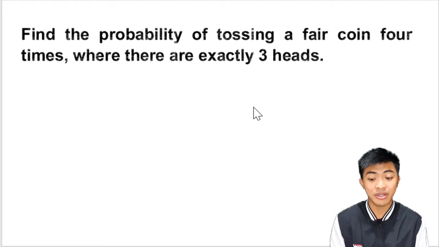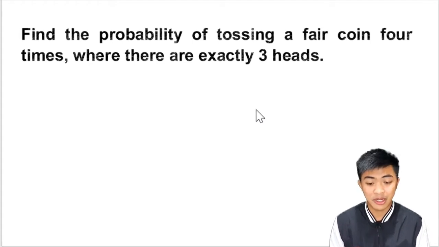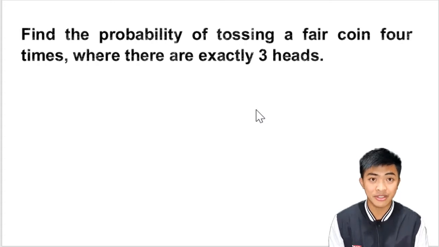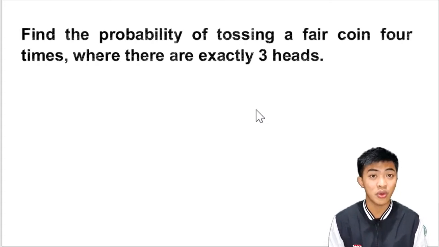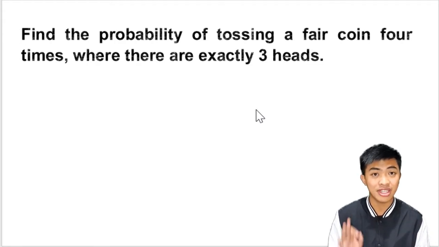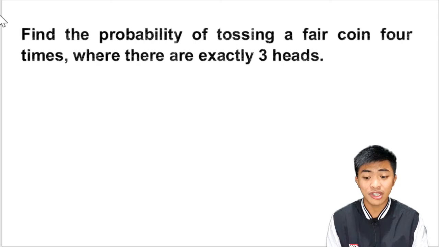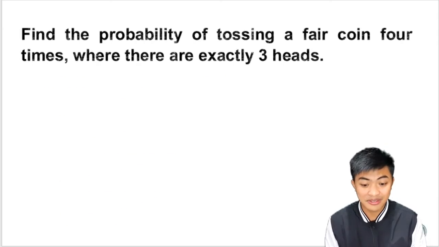But before we go there, let's try to analyze this problem first, okay? Find the probability of tossing a fair coin 4 times where there are exactly 3 heads. So this is the same as asking, what is the probability of getting 3 heads in tossing a coin 4 times? Ano yung probability na makakakuha tayo ng 3 heads in tossing a coin 4 times? Okay, so kung isosolve natin yung probability na yun, normally we're going to do this, right?